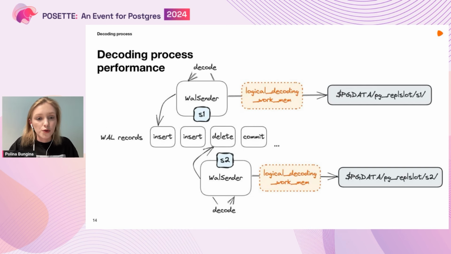Another important nuance worth knowing is that for every decoding process, there's a separate WAL sender process, and consequently a separate decoding process happening. You would allocate this logical decoding work memory every time and spill decoded data for each process, and each of them reads the same WAL record stream, so does the same work. And another thing worth understanding is that it's actually very difficult to scale this by just scaling your instance vertically, because each decoding process will only use a single CPU core.